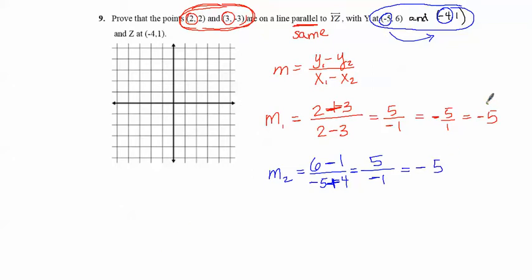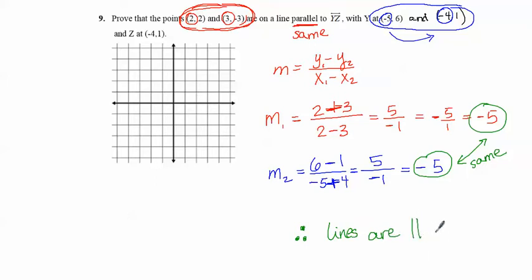Comparing the slope of the first line and the slope of the second line, we can see that they are the same. Therefore, the lines are parallel. So that helps us prove that answer. In the next problem, they are asking us to do a construction.